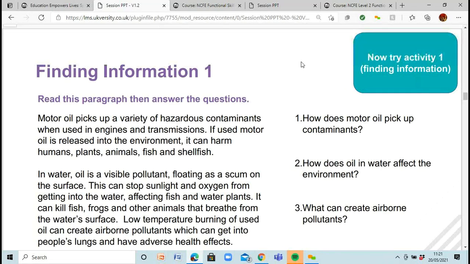Now, I'm going to read this to you, and I'd like you to read it for yourself in your mind as we go along. Then I'm going to ask you a few questions, and I'd like you to answer those. So, something to help us find information.